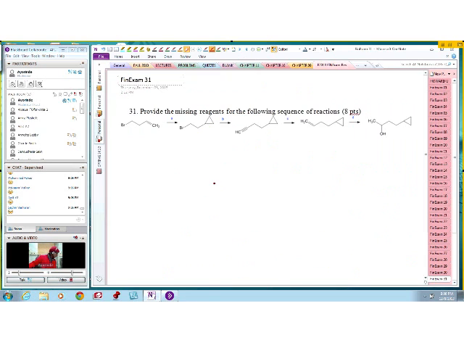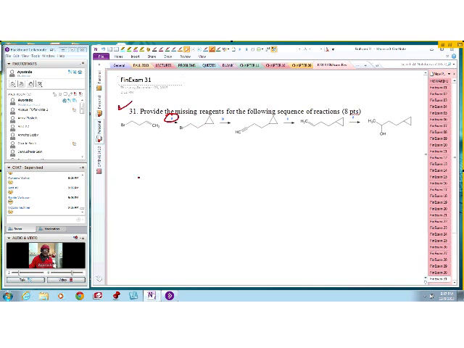Masha K, can you go ahead and read this question for us? Provide the missing reagents for the following sequence of reactions. Thank you. We should be able to do this very easily. We need to go from the carbon-carbon double bond. Now we want to add a carbon atom across the carbon-carbon double bond to form a cyclopropane molecule. What reagent do we need here? Does anybody have an idea? What reagent do we need to go from here to here?